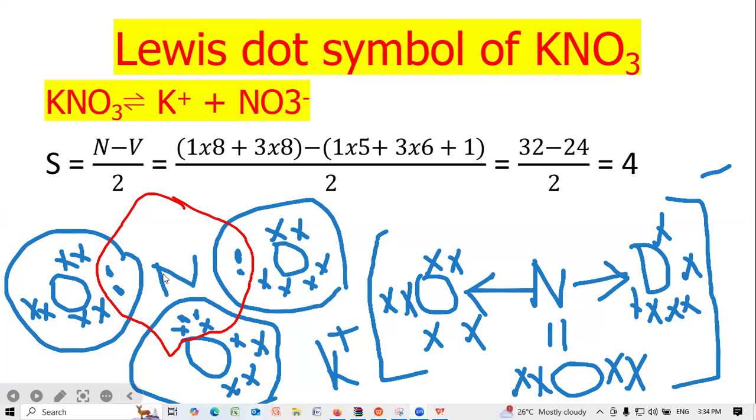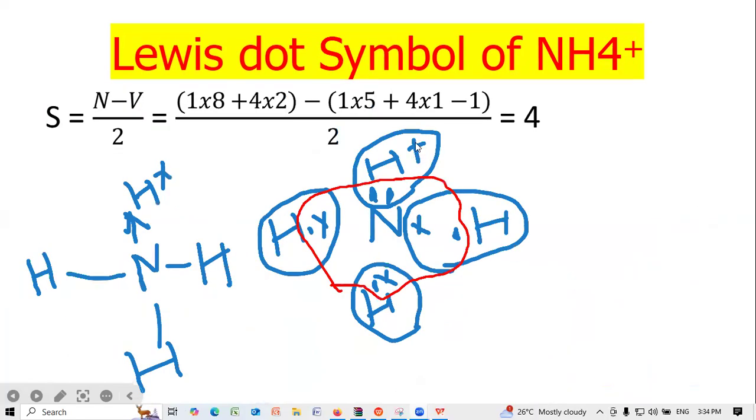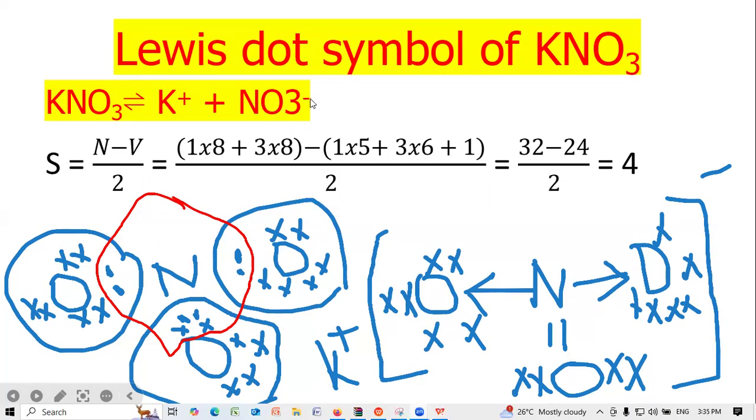See, nitrogen has 5 valence electrons. And I have already told you in case of the ammonium, if there is a positive charge, you should reduce electrons of the surroundings, not the central. Just the opposite, in case of the negatively charged, you should add electrons in the central, not in the surroundings. In the central is the nitrogen. So nitrogen has 5 electrons and 1 electron added. So that's why 6 electrons.